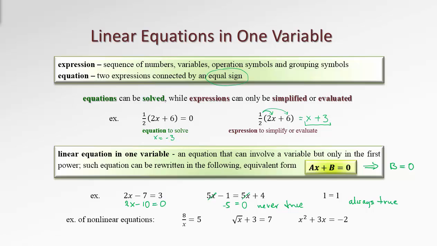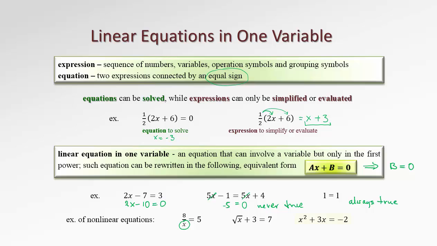Now let's look at examples of nonlinear equations. For instance, 8 over x equals 5. Why is this a nonlinear equation? Well, because the x is in the denominator. We should not keep the variable in the denominator. That will be a rational equation. And another example, here we have root of x. Okay, as you see, this doesn't have the form ax plus b because of the square root. Such an equation will be called a radical equation.